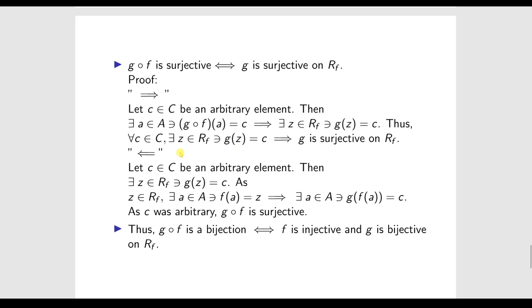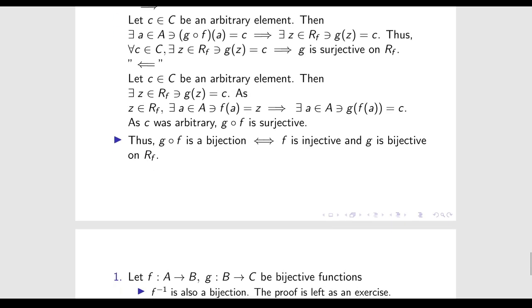Let us look at the other direction, that is g is surjective on the range of f implies g∘f is surjective. Let c belonging to C be an arbitrary element, then there exists z belonging to range of f such that g(z) is equal to c. As z is in range of f, there exists an a in A such that f(a) equal to z, implies there exists an a in A such that g(f(a)) is equal to c. As our c was arbitrary, for all c the above statement is true, hence g∘f is surjective. Thus both the directions are done and our proof is complete.